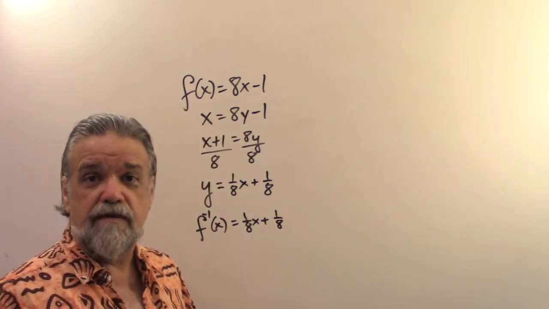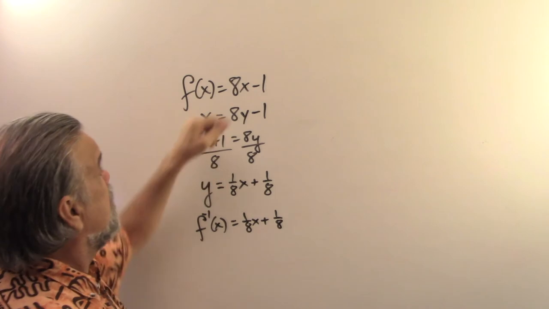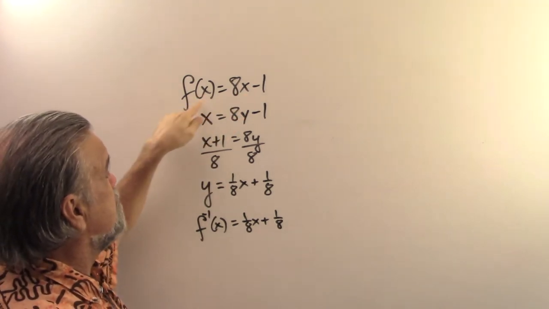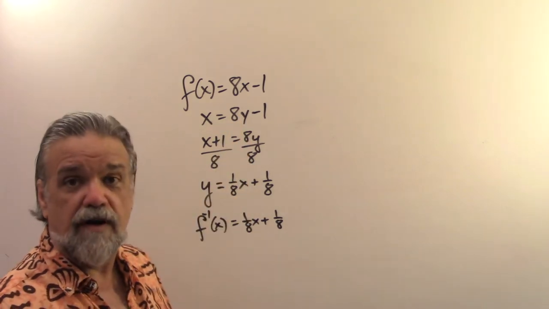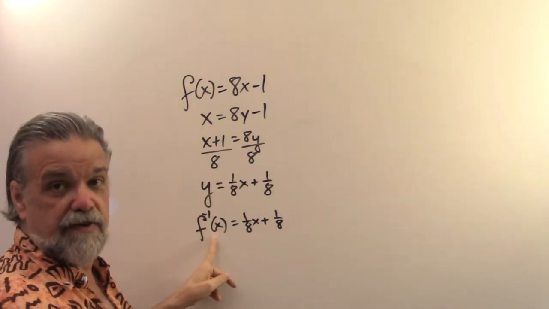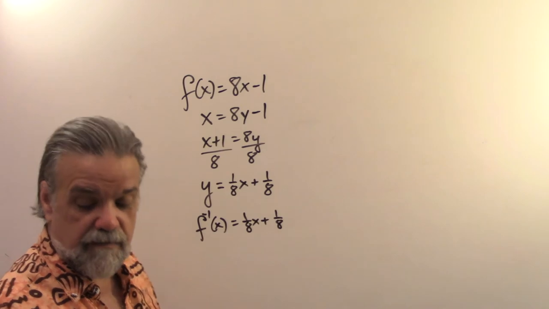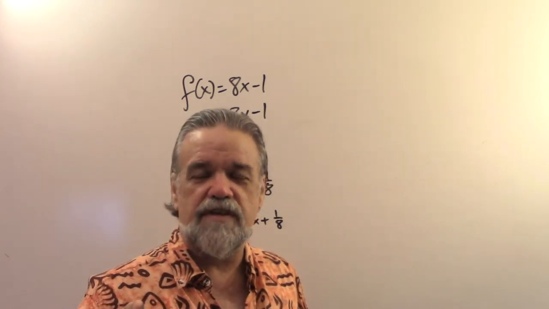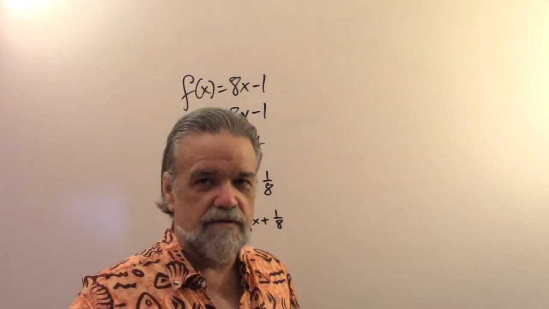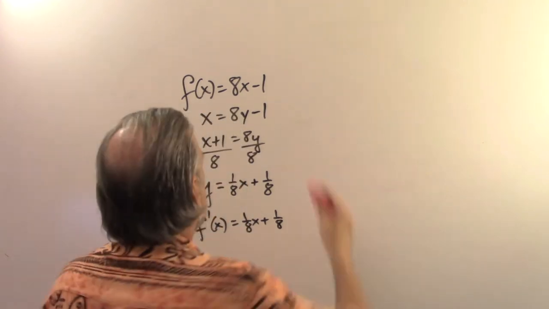So how do you find the inverse? You rename f of x y, and then you switch your x's and y's, and then you solve for the y, and then you rename y f inverse of x. Works every time. Actually, it doesn't. It works every time when it works. Let's look at another example.